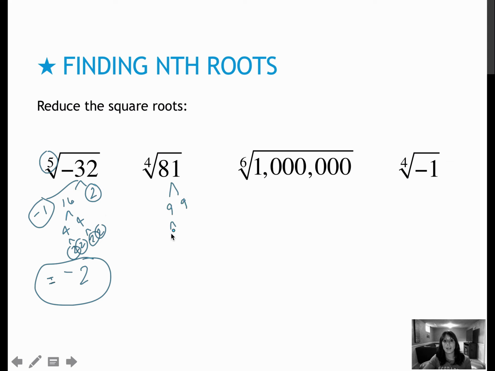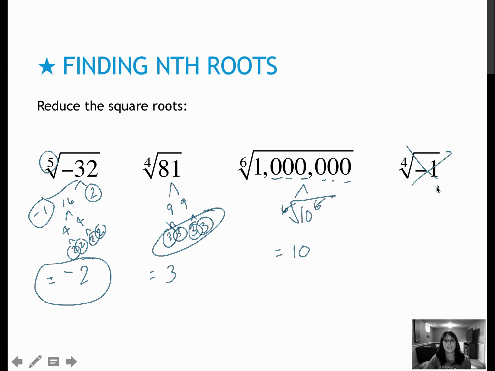81 is 9 times 9. Each 9 breaks into 2 3's. I know I need a group of 4 of those in order to take it to the outside, so this group will come to the outside. The 6th root of 1 million. This one's going to be pretty easy. I know that 1 million is basically 10 to the 6th, so 1, 2, 3, 4, 5, 6. So instead of making a tree, I'm going to say the 6th root of 10 to the 6th. Those 6's essentially cancel because the 6th root and to the 6th are opposites, and so my answer is 10. And last one, the 4th root of negative 1, can't be done right now, not till we learn that new technique.